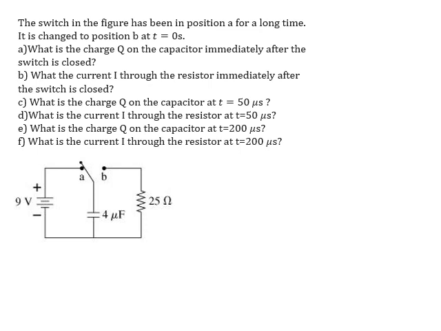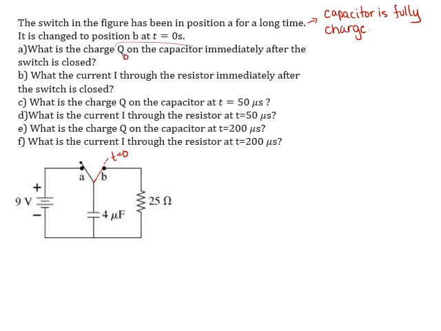It says the switch in the figure has been in position A for a long time. So this is telling us that the capacitor is fully charged. The amount of charge on the capacitor is a maximum, that's the amount Q0, and the potential across the capacitor initially is the full 9 volts. It changes to position B, so we flip the switch at t equals 0. And that's when the charge starts to leave the capacitor plates and current flows around the circuit for a time.